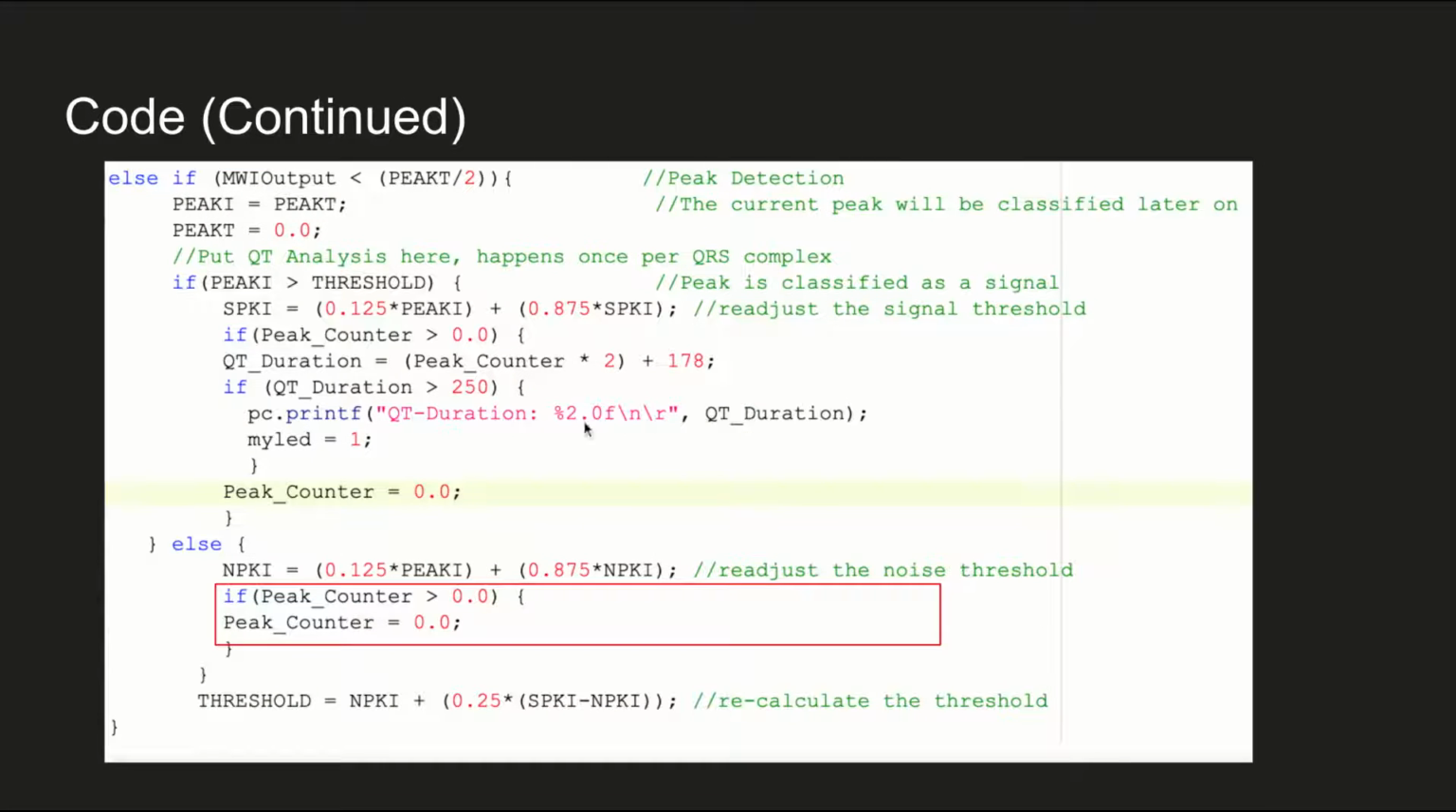And here's just the end of the code. This is just a little box right here to make sure that no noise is getting counted for the peak counter.